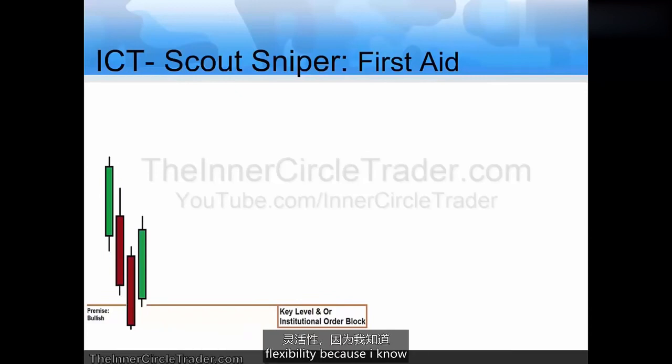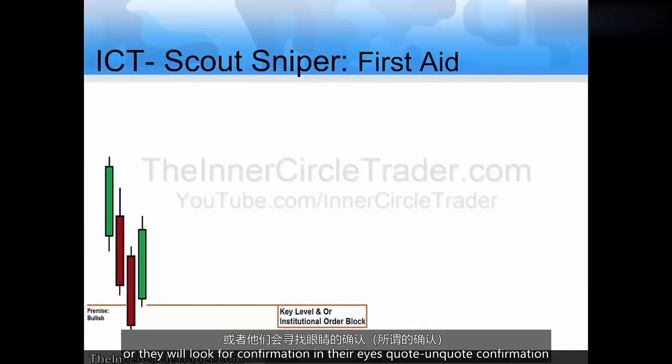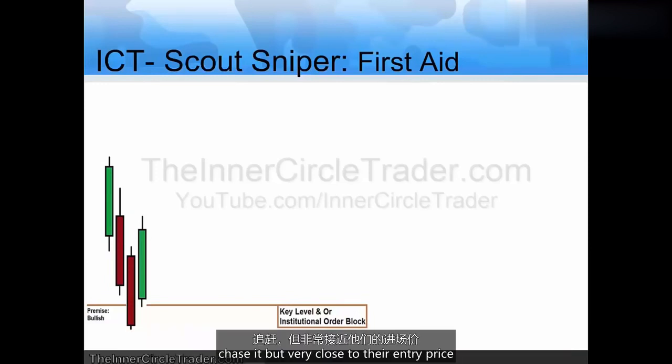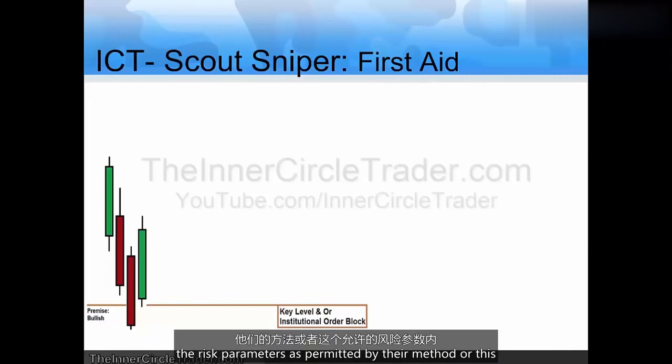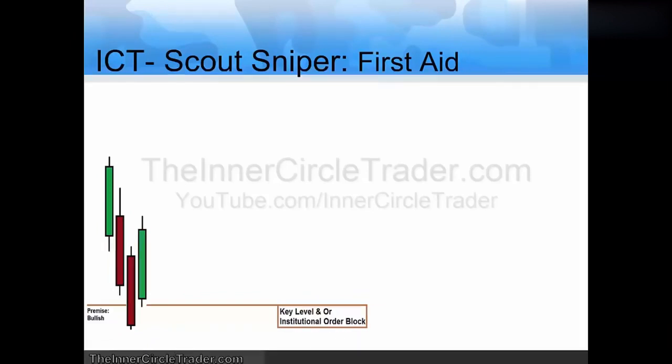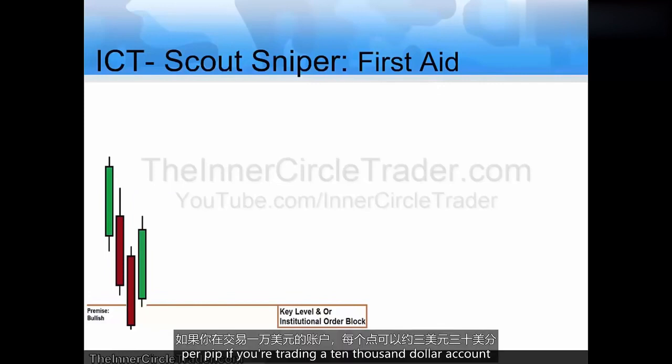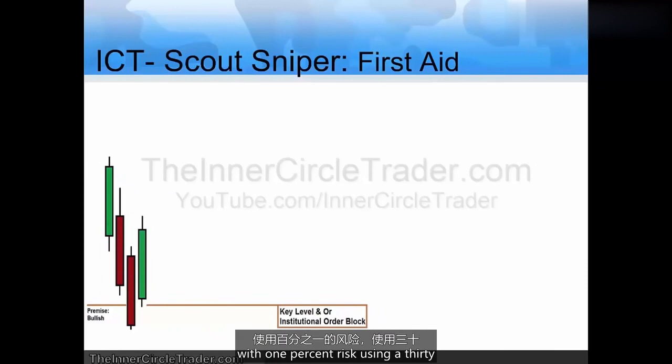Okay, it gives you a little bit of flexibility because I know inherently that traders will rush the entry, or they will look for confirmation in their eyes, quote unquote confirmation, by letting the trade start to move a little bit in their favor and then chase it, but very close to their entry price, but still within the risk parameters that's permitted by their method or this concept. So if you had that in mind, you could have basically $3.30 roughly per pip if you're trading a $10,000 account with 1% risk using a 30 pip stop.